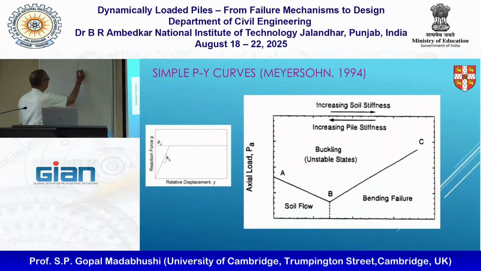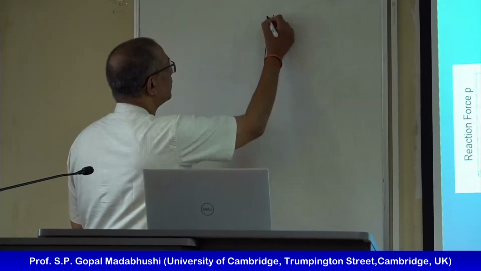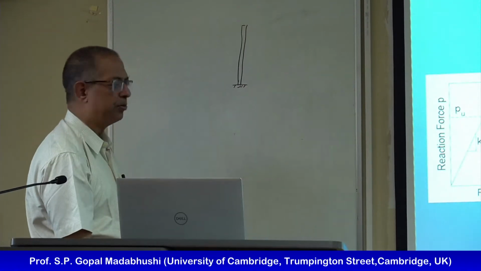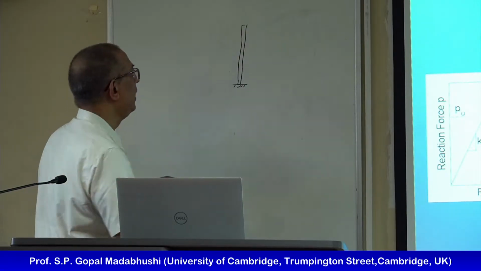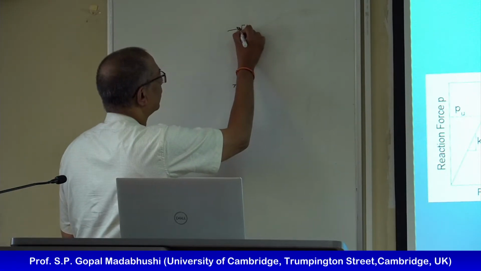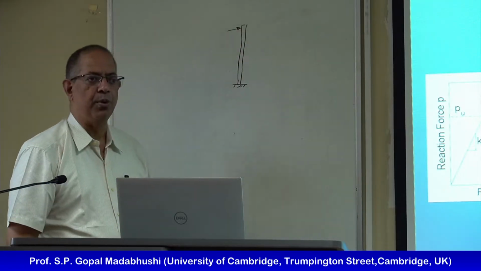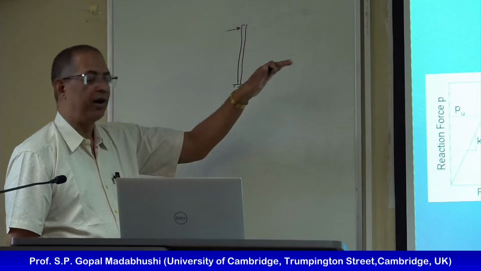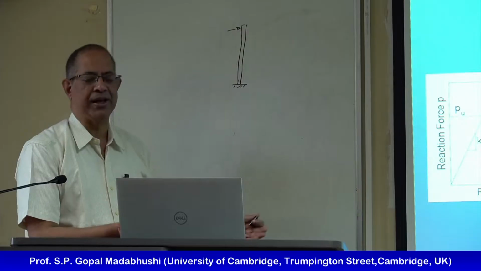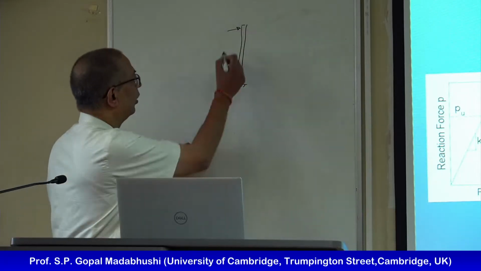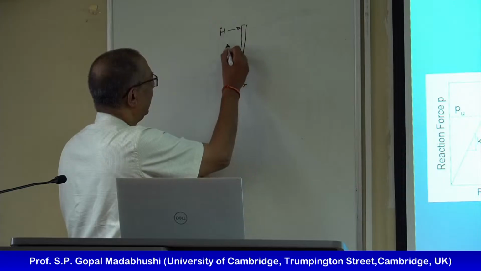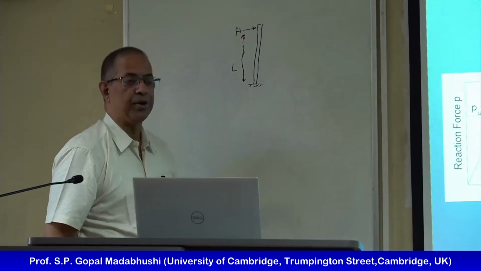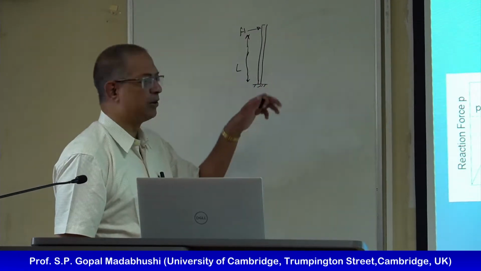Suppose I have a pile in ground. For simplicity, assume it's rock socketed at the base and it's subjected to lateral load. If it was just a cantilever, it's going to bend outwards, and we can even calculate how much the deflection is. If I know the load H and L is the length, then the deflection delta is going to be HL cubed by 3EI, right?